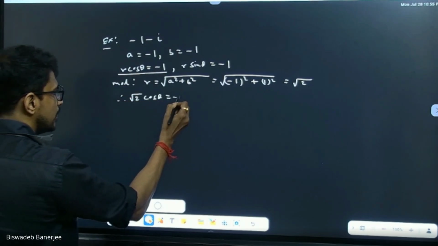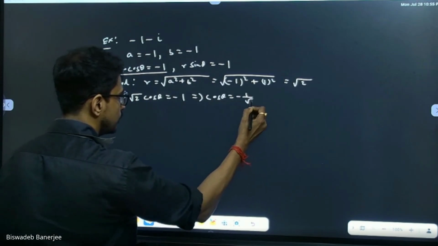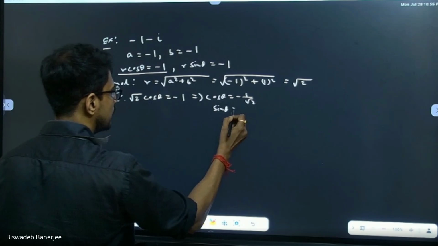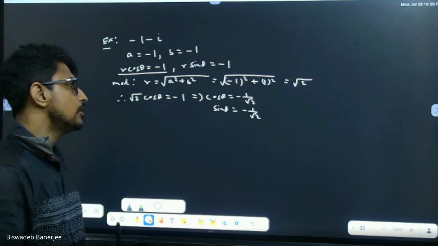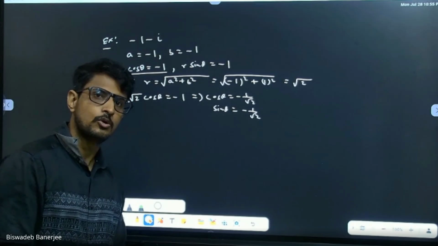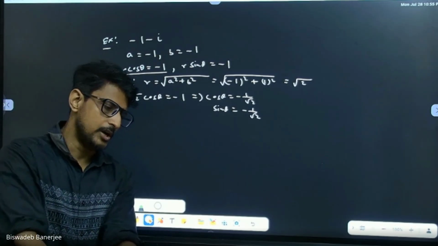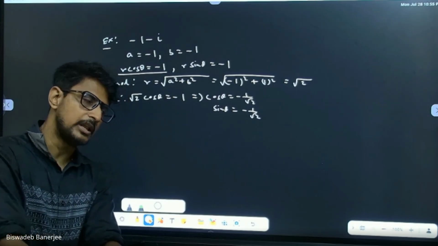Root 2 cos theta equal to minus 1 means cos theta equal to minus 1 by root 2. And similarly, my sin theta will be minus 1 by root 2. So my cos theta is minus 1 by root 2, my sin theta is also minus 1 by root 2. Okay, so now what? Now we have to decide the quadrant in which they lie.